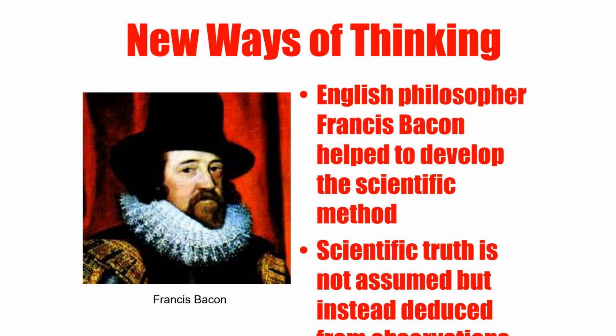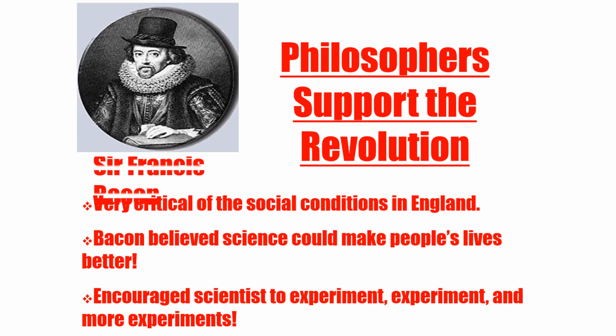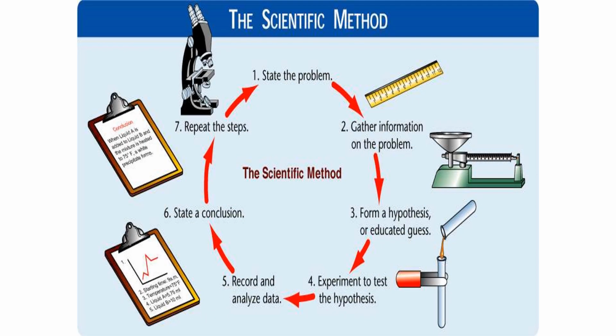So it's Sir Francis Bacon who develops the scientific method, the method of how we prove something is true. It's a 7-step process, right? We've all done this in a science class: you state the problem, you gather the information, you form the hypothesis, you perform the experiment to test the hypothesis, you record and analyze the data, you state your conclusion, and then you repeat the process several times to see if you're accurate.